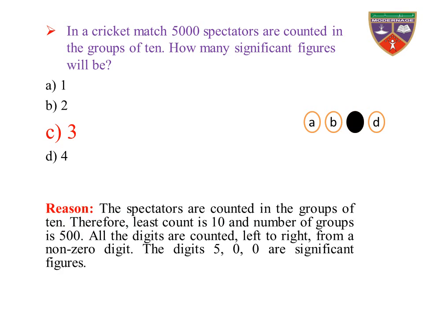Reason: the spectators are counted in the groups of 10. Therefore, least count is 10 and number of groups is 500. All the digits are counted left to right from a non-zero digit. The digits 5, 0, 0 are the significant figures. Hence, the number of significant figures is 3.